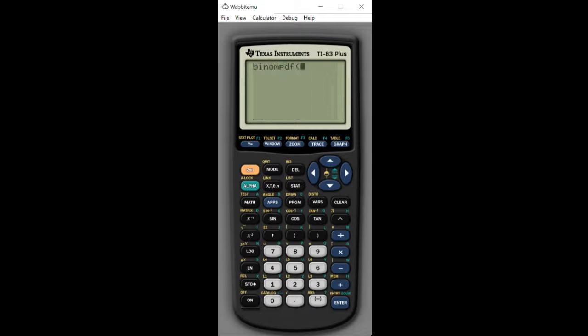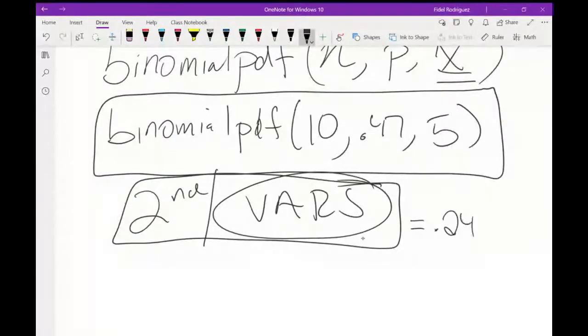I'm going to hit enter, and then put in the numbers that I had, which was 10, comma, point 47, comma, and then the number 5, and hit enter. I believe the directions were telling me we're going to be rounding to 3 decimal places. So with 3 decimal places, I would end up with 0.242. Let me stop sharing this and come back to my notes. Yes, I'm coming up with 0.242. So here's my answer.